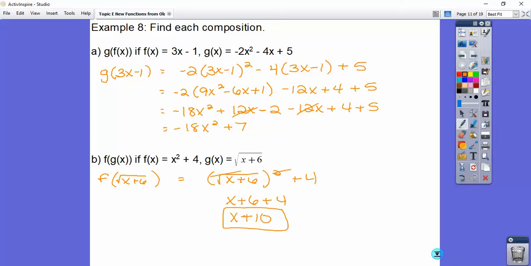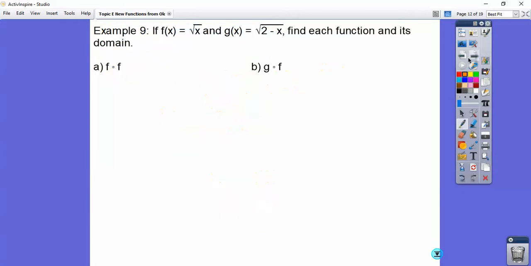Any questions on those? The last piece with these compositions, well, maybe not the last piece, next to last. I want to make sure you know how to find the domain of those things. So let's say f of x is the square root of x. And g of x is 2 minus x.